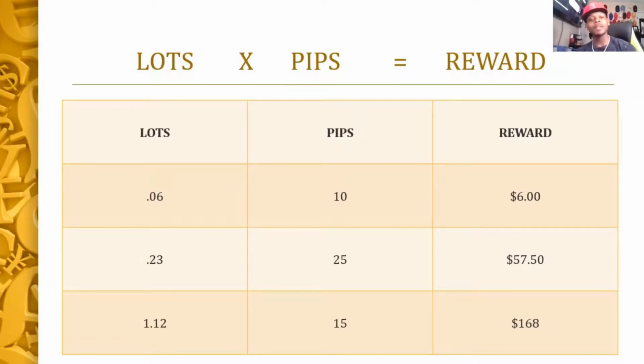Same thing with a standard lot size. Let's say we enter the trade with a 1.12 and we're trying to collect 15 pips. We're going to have a total of $168 in that trade. So that is how you calculate your monetary gains from a certain trade, by multiplying your lot size times your pips.